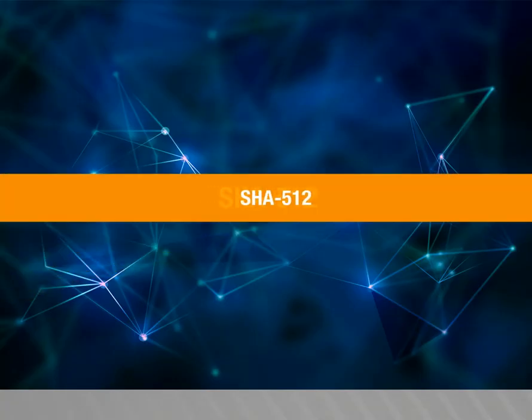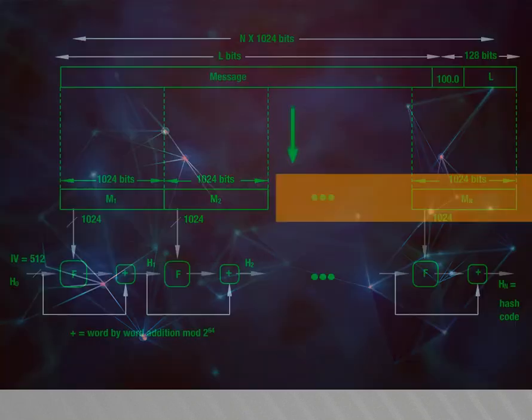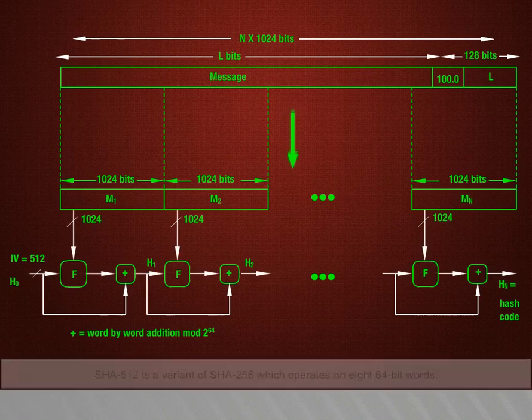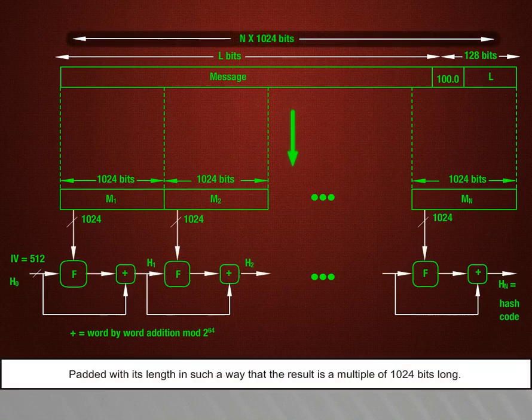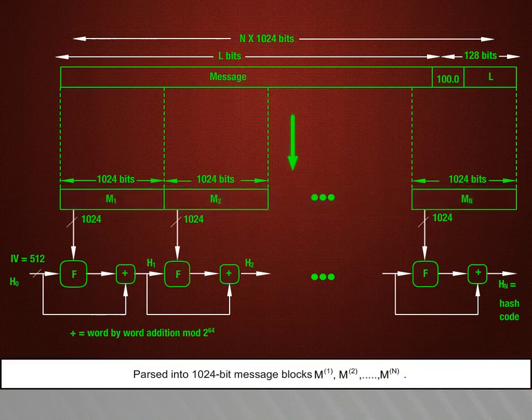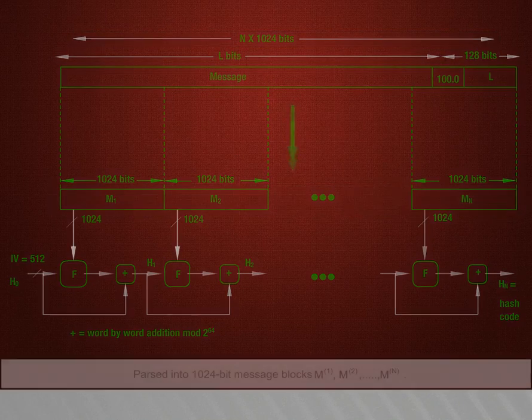SHA-512. In this video, we are going to learn about SHA-512. SHA-512 is a variant of SHA-256 which operates on 8 64-bit words, padded with its length in such a way that the result is a multiple of 1024 bits long, and parsed into 1024-bit message blocks M^1, M^2 and so on up to M^n.